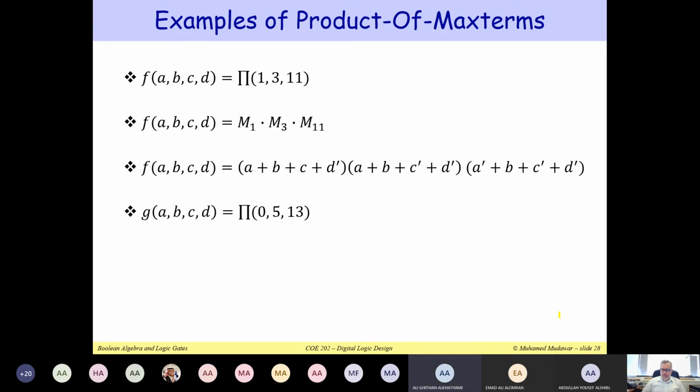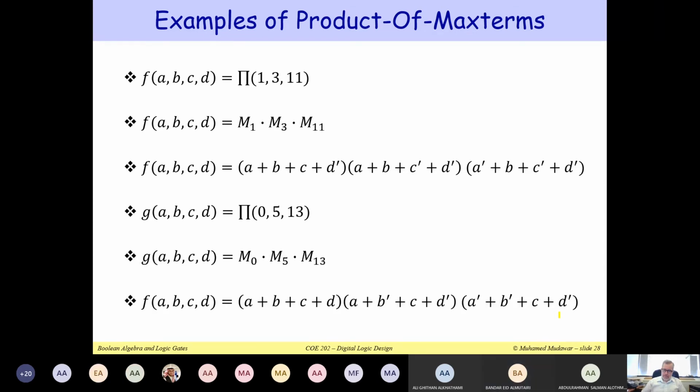A prime or B prime or C prime or D prime. All of them prime? No, the B is not prime. Again, say it, max term 13. A prime or B or C prime or D prime. Okay.